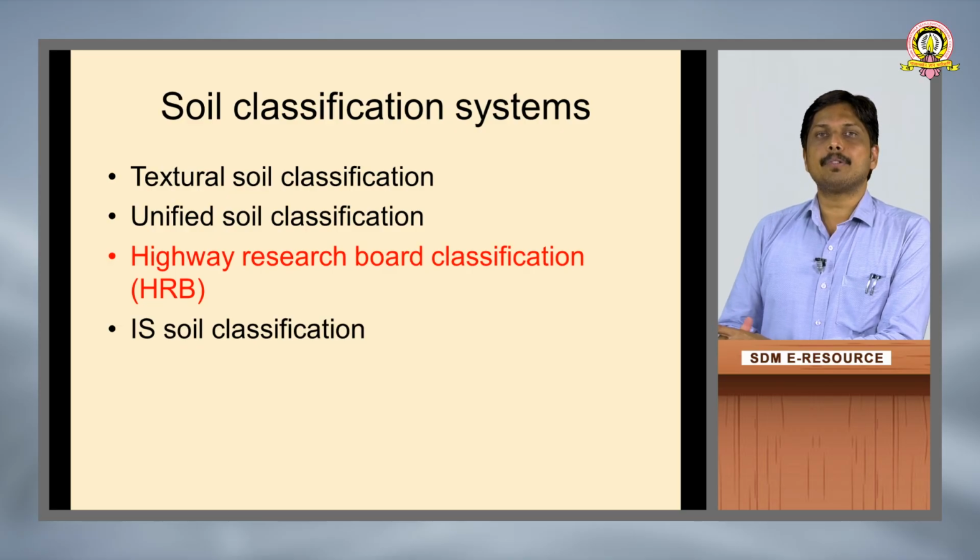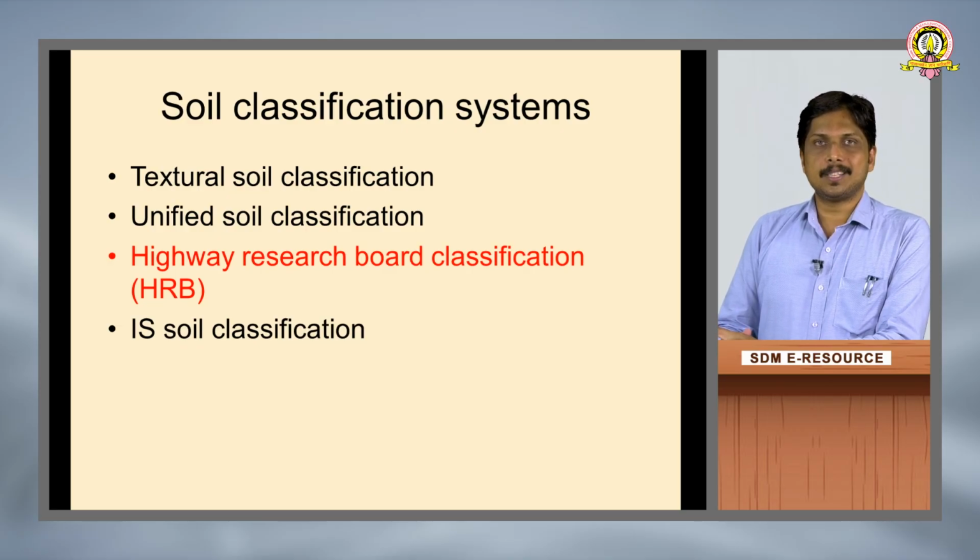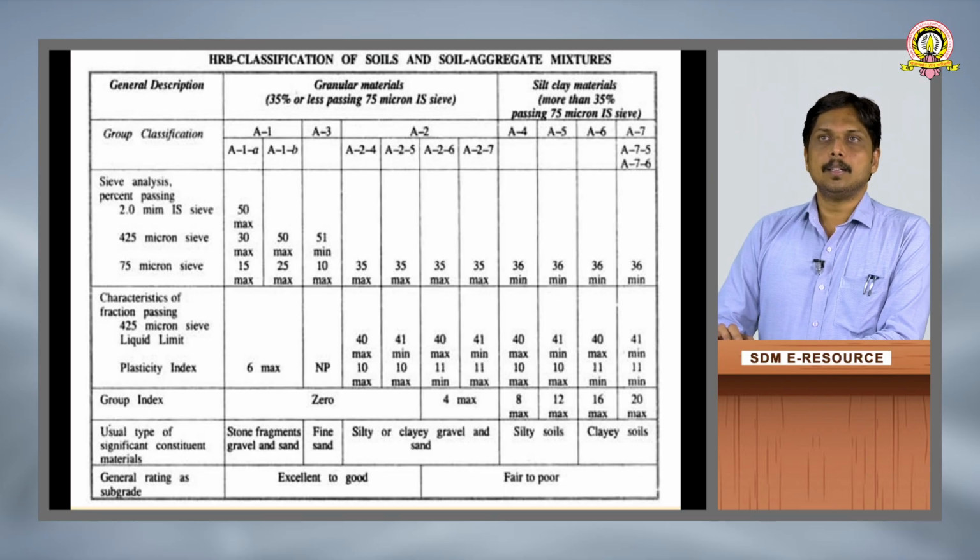Here we have different types of soil classification systems. In that we have textural soil classification, unified soil classification, highway research board classification and IS soil classification systems. In today's session, I will be explaining how to classify the soil based on the highway research board classification system. This is the highway classification, HRB classification of soil and soil aggregate mixture.